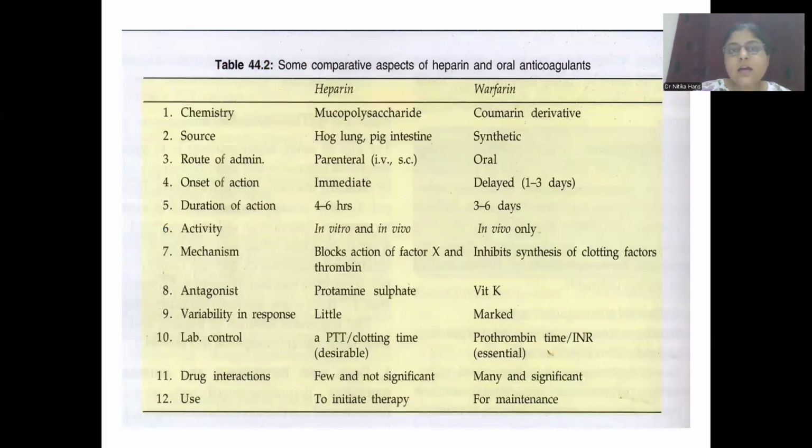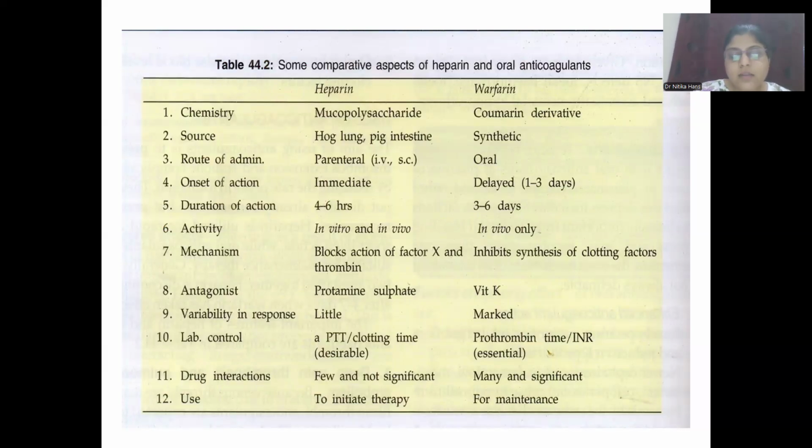So this is the difference between heparin and warfarin shown in the table. Heparin is a mucopolysaccharide and it is naturally available from the hog lung or pig intestine. Warfarin is a coumarin derivative and it is synthesized synthetically. It is obtained from the coumarin.